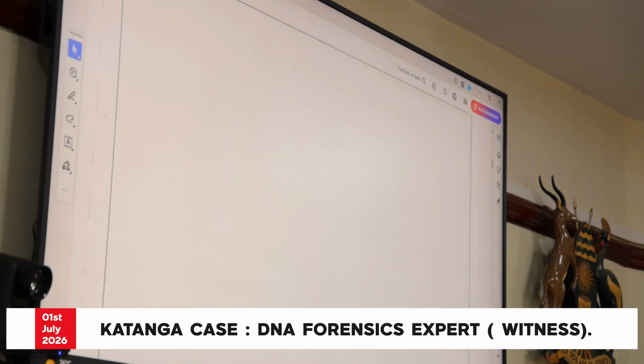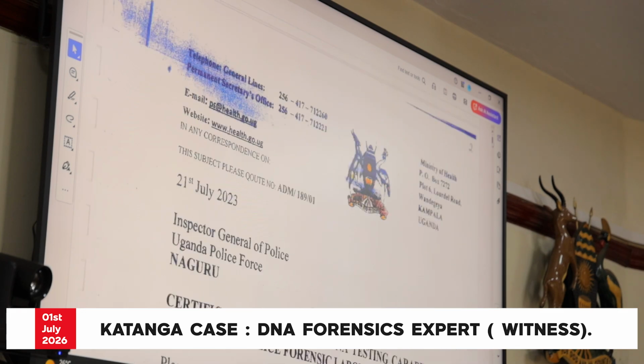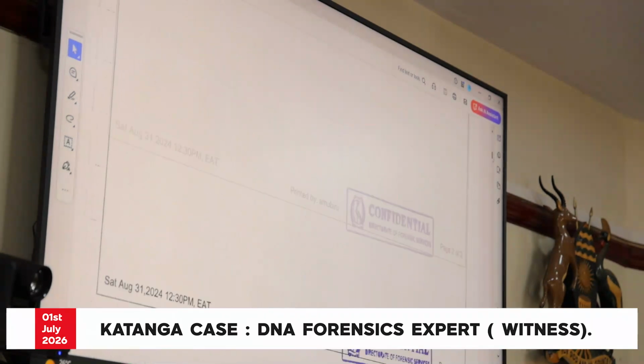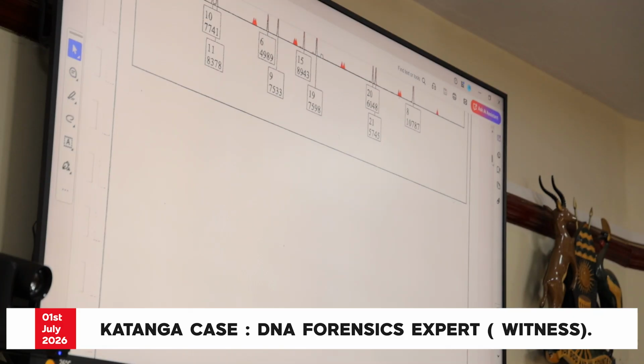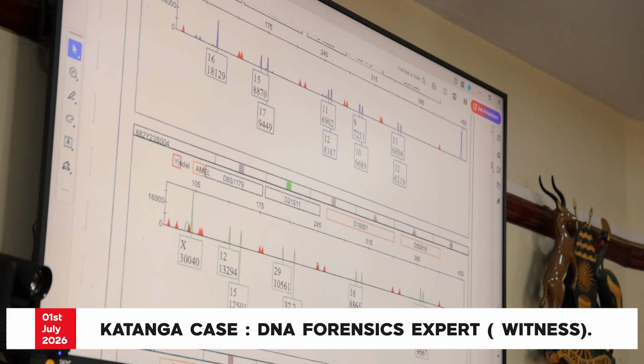Where did you get that document from? So this document is the one I've referred to as the DFS confidential file transit ladder, which was supplied by KAA and referred to in my statement. And on what page can we find Molly Katanga's DNA? Molly Katanga's DNA profile starts on page 13.